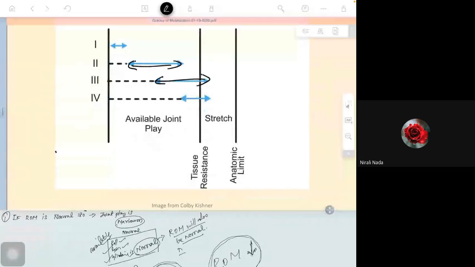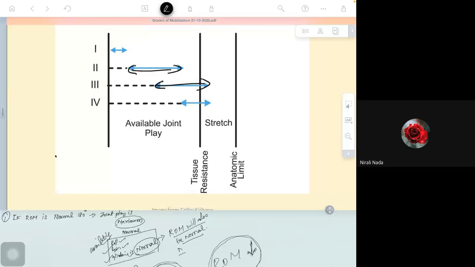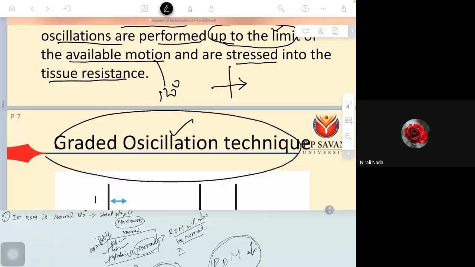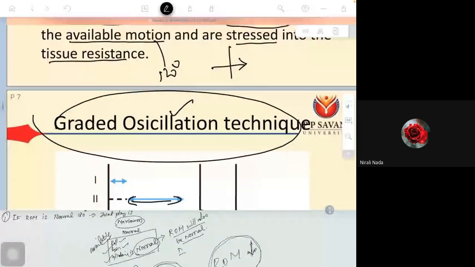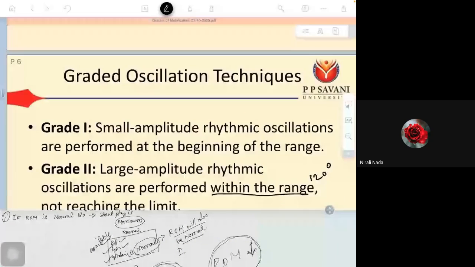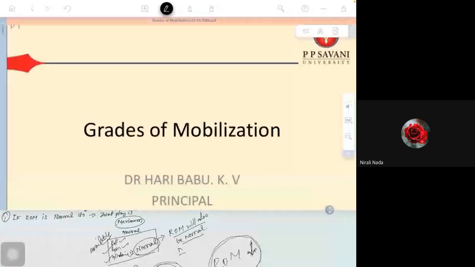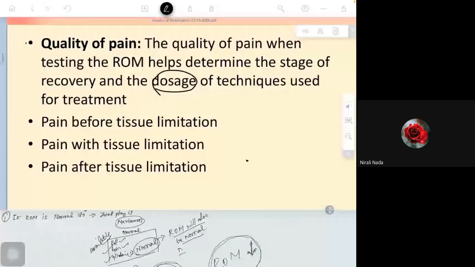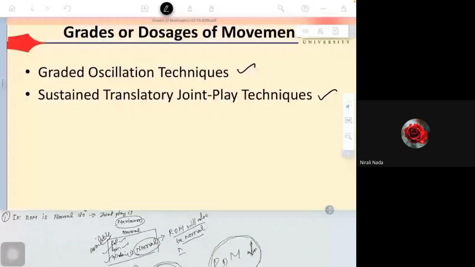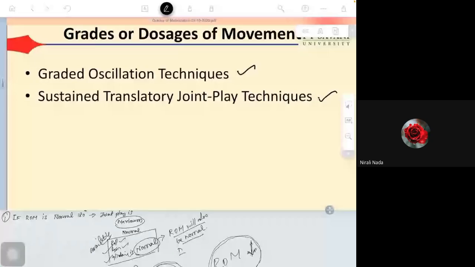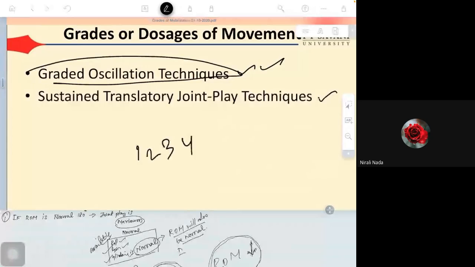No, sir. So today we have discussed the graded oscillatory technique. There is one more technique, that is the sustained joint play technique. This we will discuss next class. So today we discussed 3 points. One is examination and evaluation, assessing the quality of pain and capsular pattern, and we have studied the grades, discussing all 4 doses.